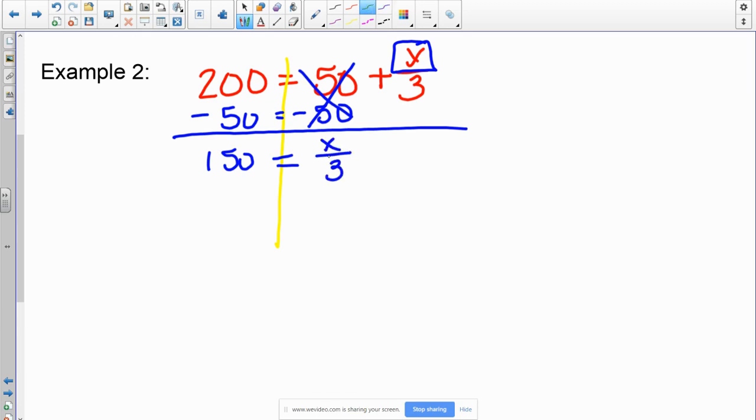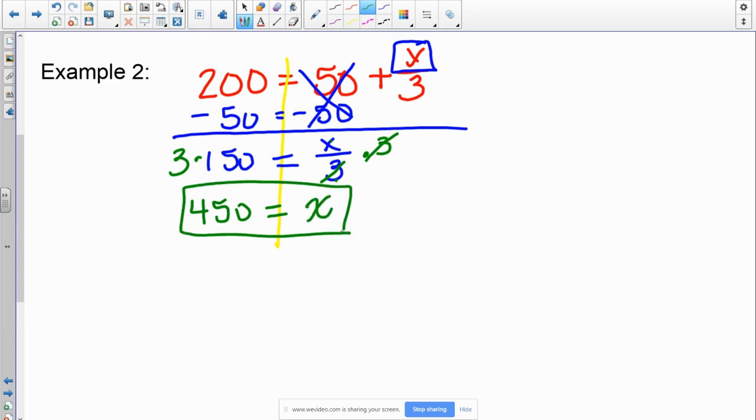And I just kind of gave it away. I said x divided by 3. Well, the inverse, the opposite to reverse that, is to multiply by 3. So I have 150 times 3 on the left side, which is 450, and that equals, well, those two are going to cross each other out since they're inverses, so we're left with x equals 450. Quick check here.